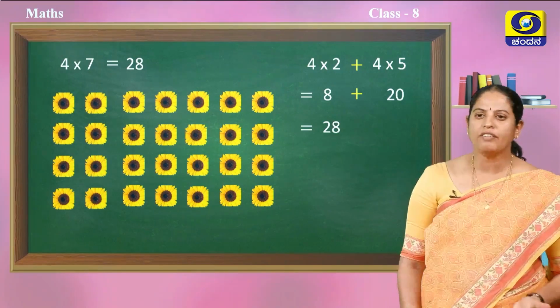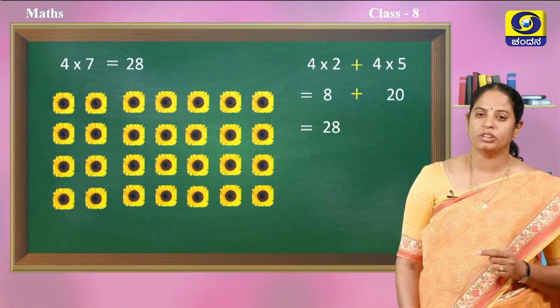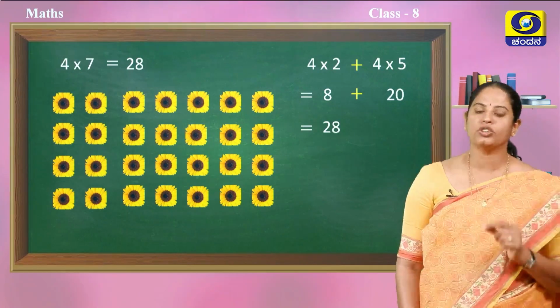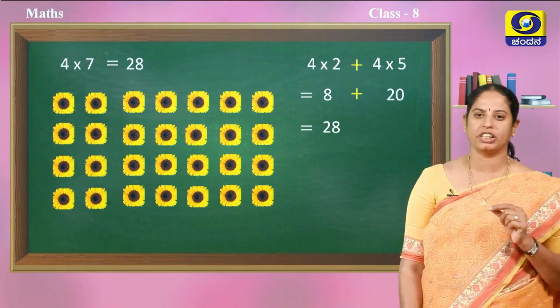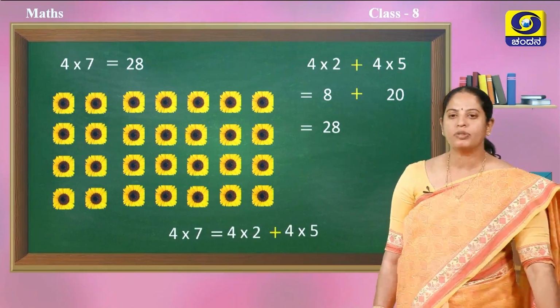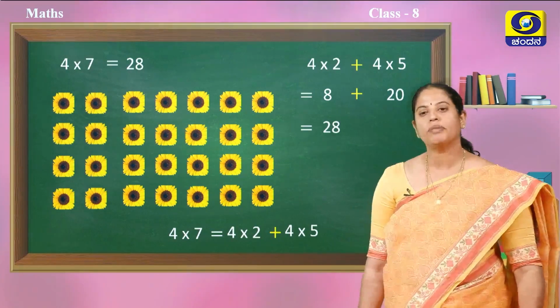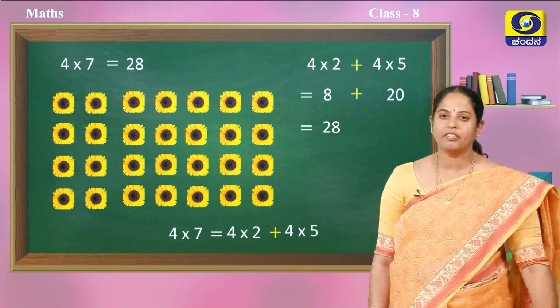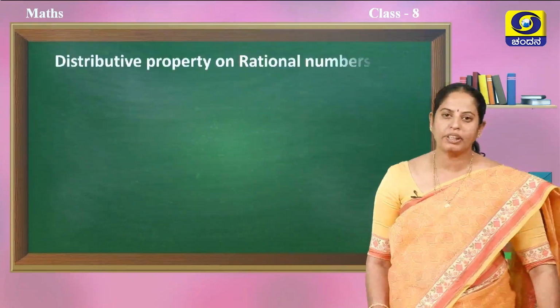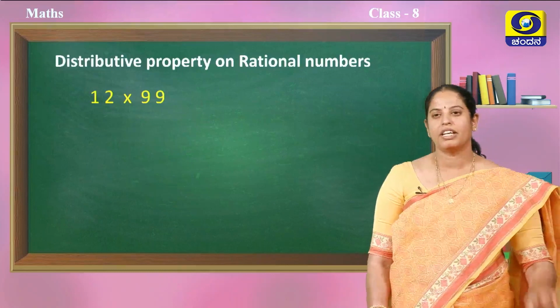So, why do I have to do like this? It may confuse you, but it is very much useful for larger numbers, children, that we will discuss later. Okay. Now, observe 4 into 7 is the same as 4 into 2 plus 4 into 5. We call this property the distributive property in rational numbers.